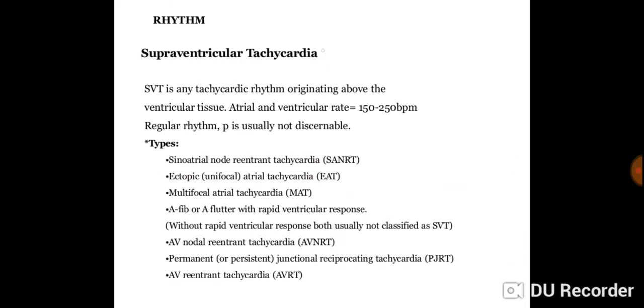Supraventricular tachycardia is a tachycardia that is originating above the ventricular tissue. That means the atria is causing this tachycardia. Now the rate is rhythm. P wave is not discernible, because when SA node is the functioning pacemaker, P wave is present.